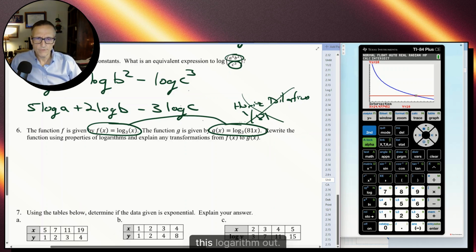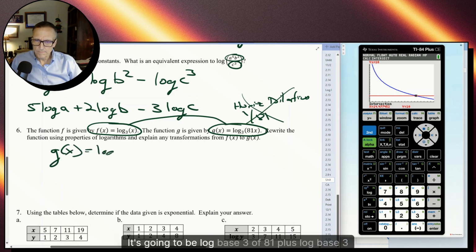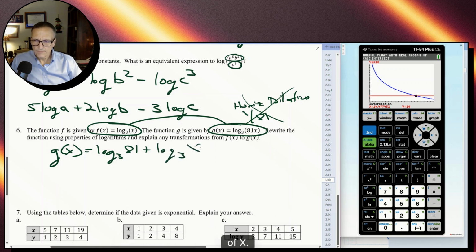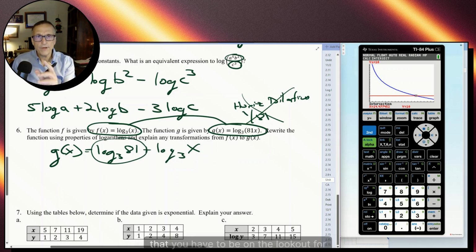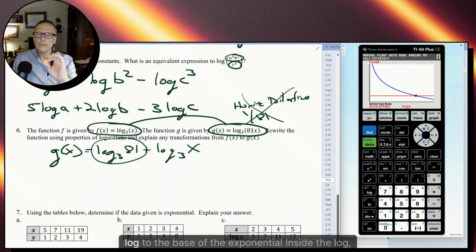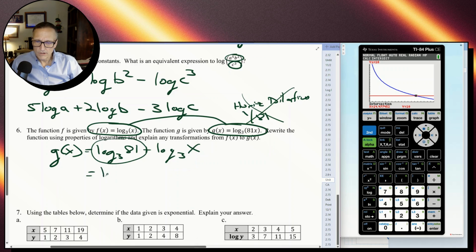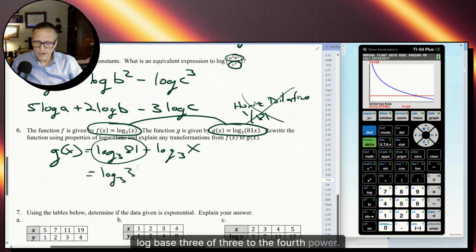because they want us to use our rules of logs and expand this logarithm out. So I'm going to write g of x like this: it's going to be log base 3 of 81 plus log base 3 of x. This I know is the number 4, right? So this is what I was referring to earlier, that you have to be on the lookout for simplification of logs by matching the base of the log to the base of the exponential inside the log. This really is log base 3 of 3 to the 4th power. And when you have this match between the base and the base of the exponent inside the log, they cancel, leaving you 4.